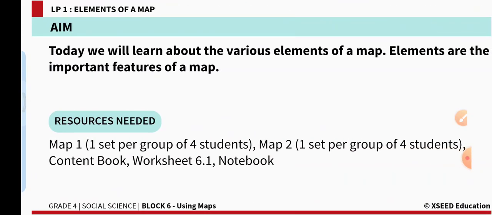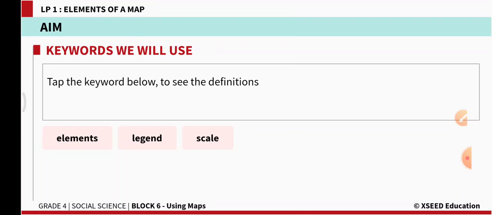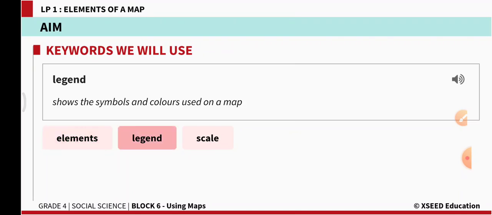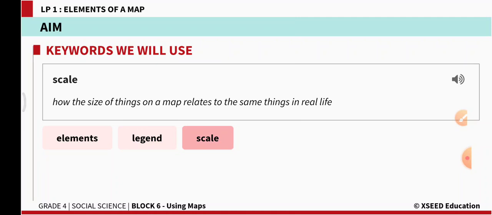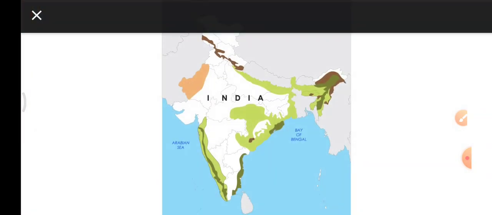Let us learn more. Today we will learn about the various elements of a map. Elements are the important features of a map, right? The keywords that we are going to learn today are: elements, parts or features of something. Legend shows the symbols and colors used on a map. Scale, how the size of things on a map relates to the same things in real life, right? Now we'll do this activity.